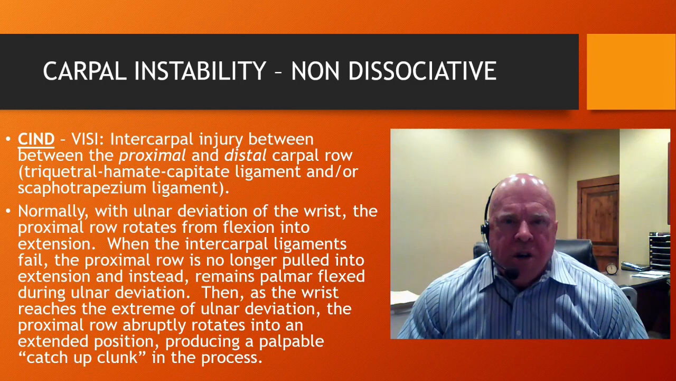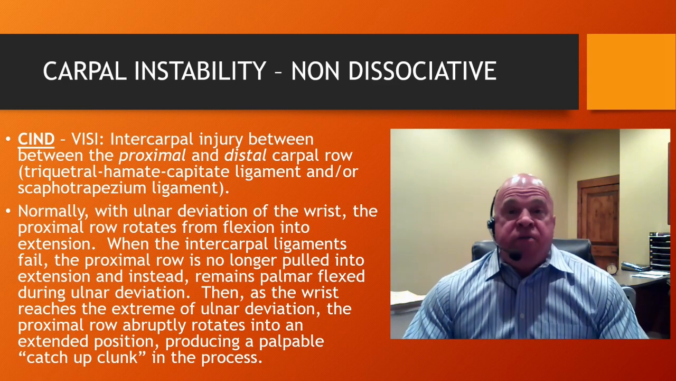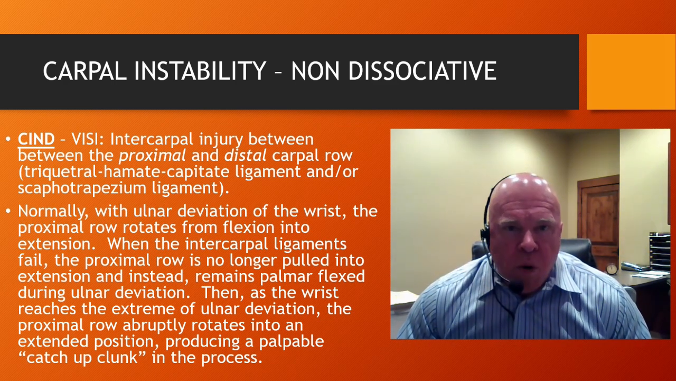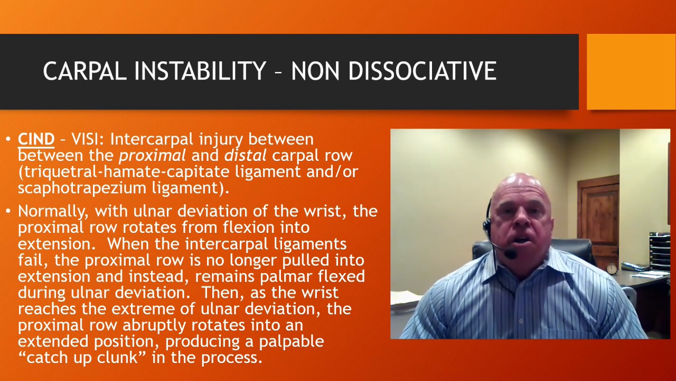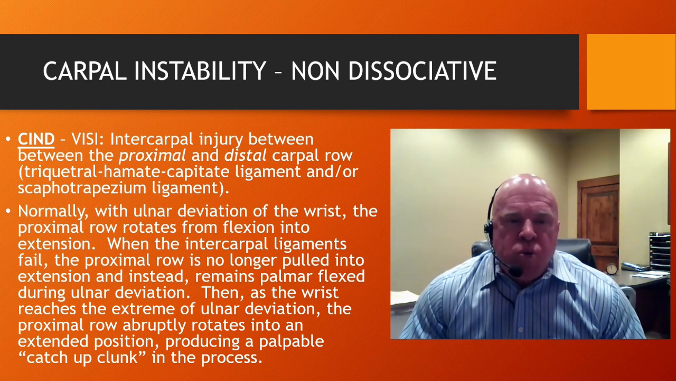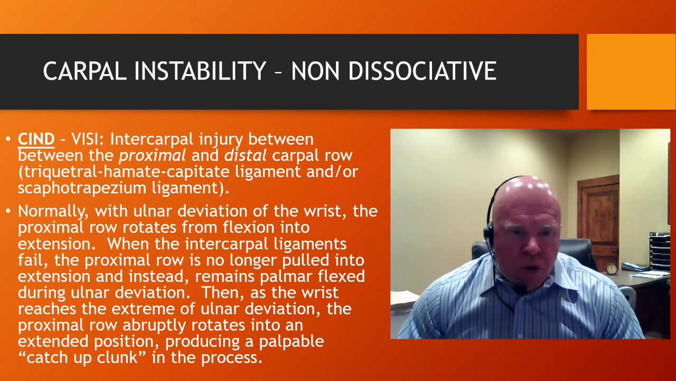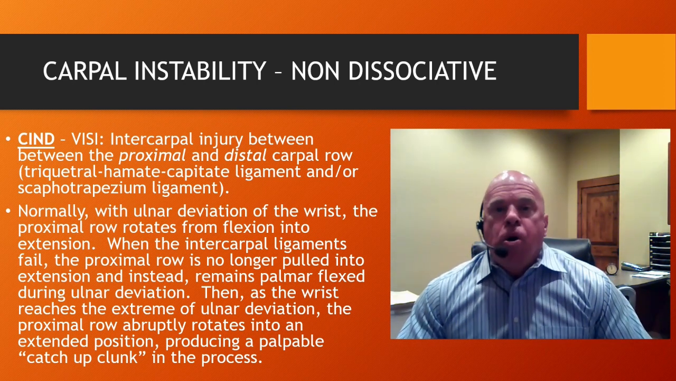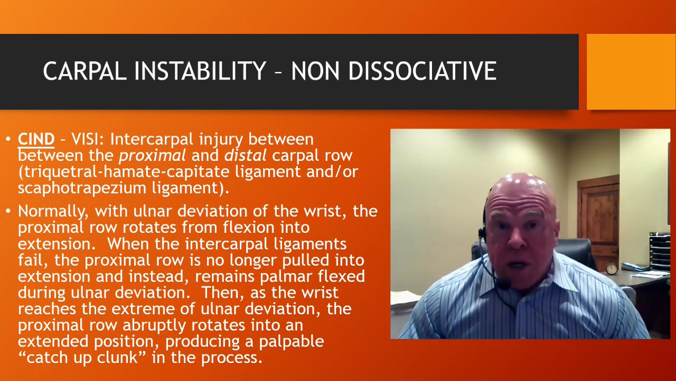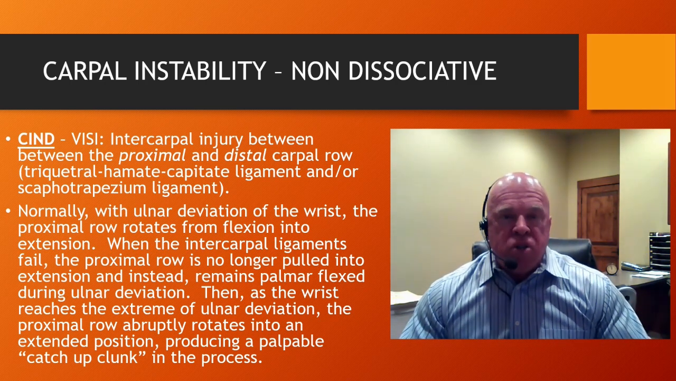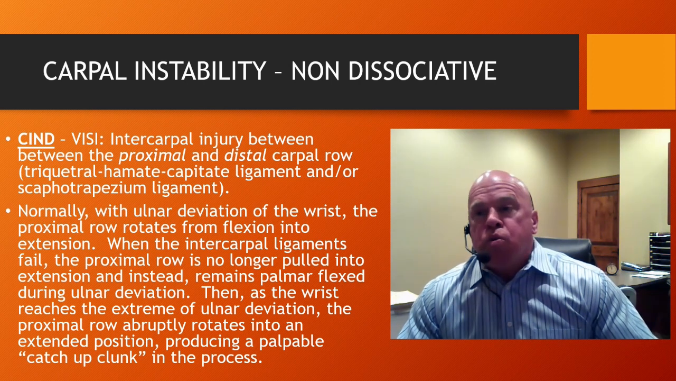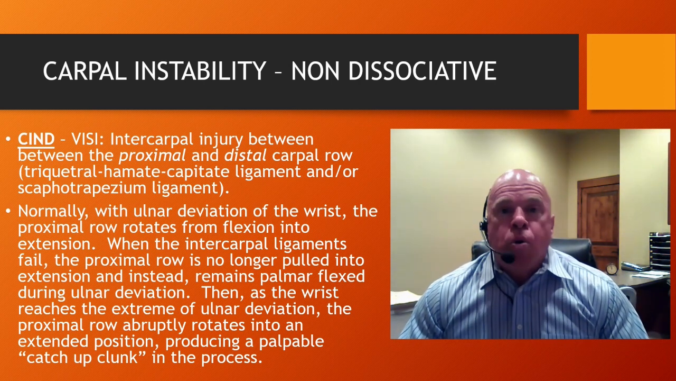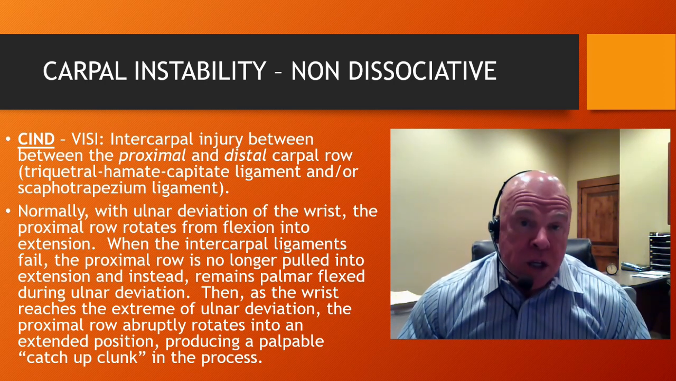And with the VISI form, the ventral intercalated segmental instability form of non-dissociative instability, we have an injury between the proximal and the distal carpal rows. So this is referred to as an intercarpal or a midcarpal injury. An injury between the distal radius and ulna and the proximal row of carpal bones would be referred to either as a radiocarpal or an ulnocarpal injury.